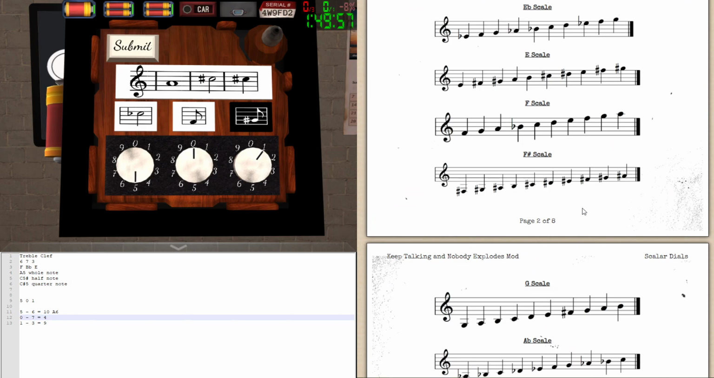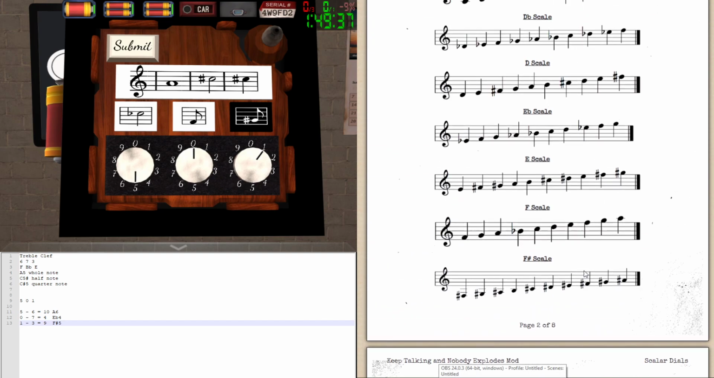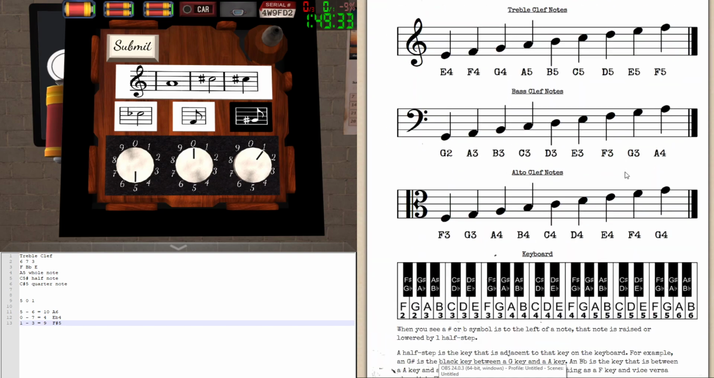We're going to do that for the rest of them. So for a B flat, that is going to be E flat 4. And for E, if it's the 9th one, that is going to be an F sharp. Let's see. This is for 5, 5. E scale is right there, and you see it's right up there. Go back to the treble clef. Treble clef's F5, but with an additional sharp.